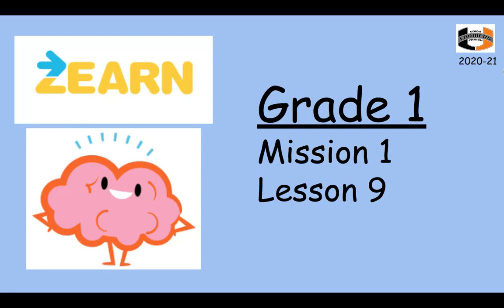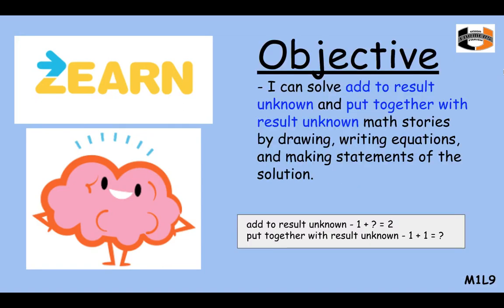Okay, here we go. Grade 1, Mission 1, Lesson 9. Our objective for today is I can solve add to result unknown and put together with result unknown math stories by drawing, writing equations, and making statements of the solution.